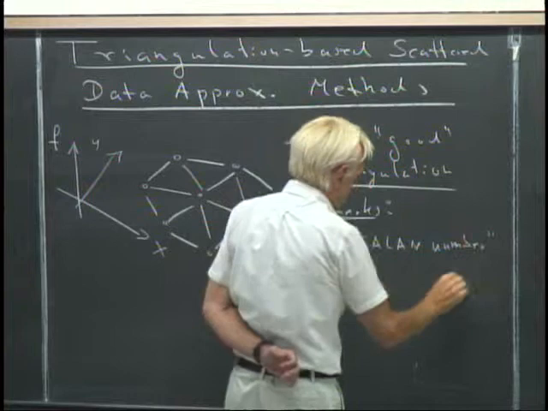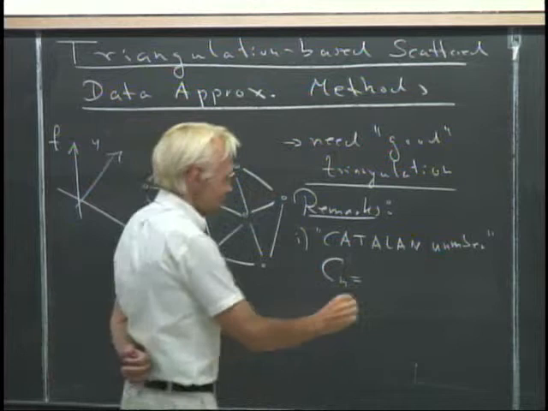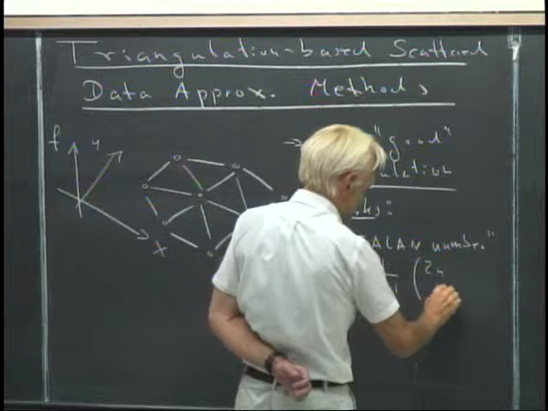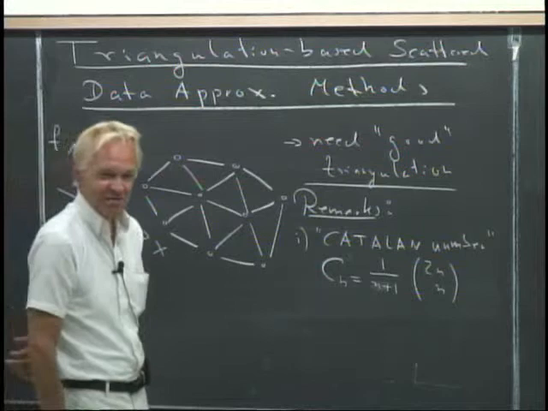It's called C_n, and it's maybe a big number. It is, if I remember this correctly, 1 over n plus 1, and then it's some kind of combinatorial thing. It's 2n choose n. This number probably goes very quickly with n going up. You can compute a few of these.